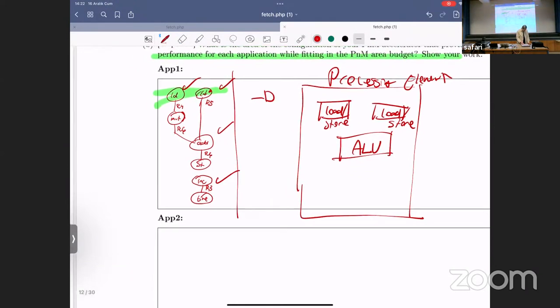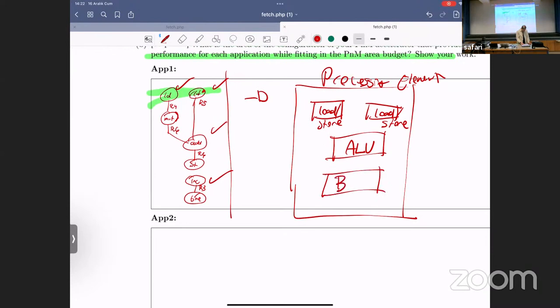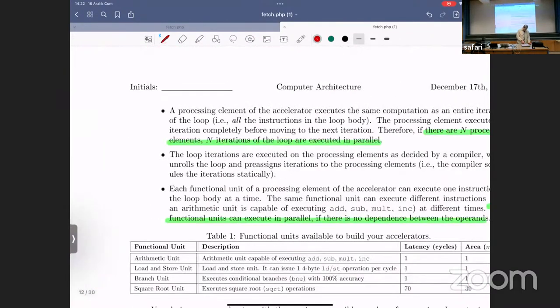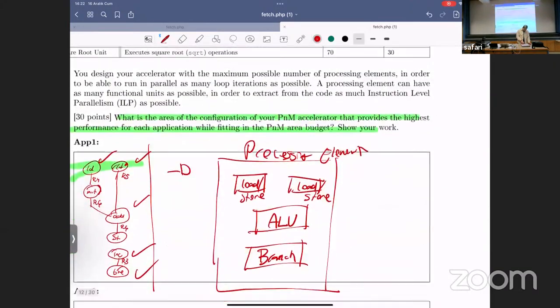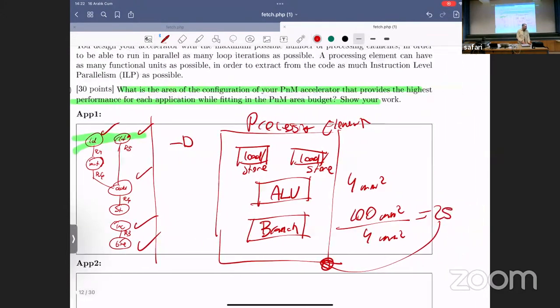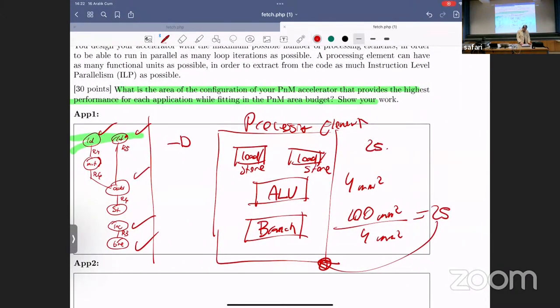So the LU here, and the branch unit that you are missing. And then that is done. So all of those four here. Then you check the area of each one of them. If I'm not mistaken, the area of a single processing element array is four millimeter squared. Your power budget is 100 millimeter squared, and then you divide by four. You can have 25 of those. So the area that you're going to utilize in the end is going to be 25 times 4 millimeter squared, which is a 100 millimeter squared solution.